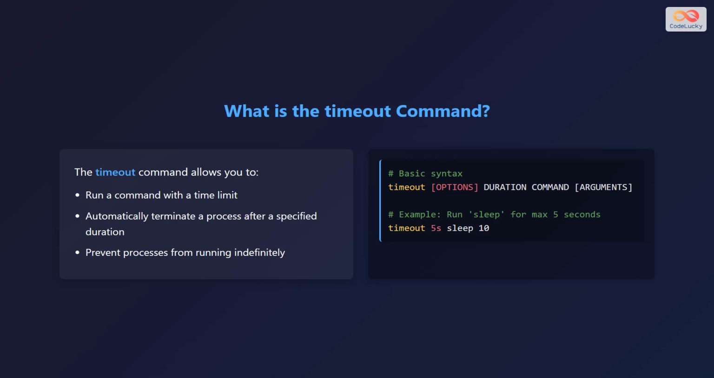The timeout command allows you to run a command with a time limit, automatically terminate a process after a specified duration, and prevent processes from running indefinitely. Here's the basic syntax: timeout, followed by options, duration, command, and arguments. For example, to run the sleep command for a maximum of 5 seconds, you would type timeout 5s sleep 10.